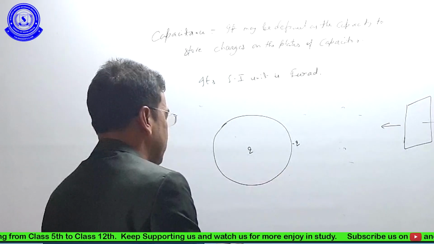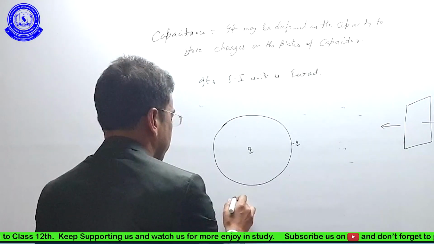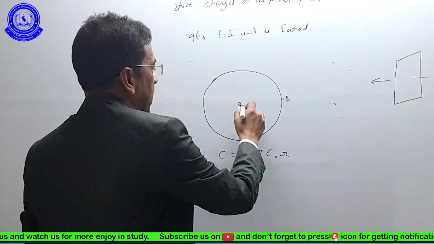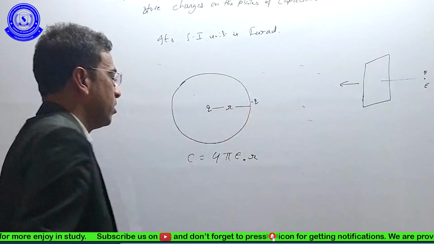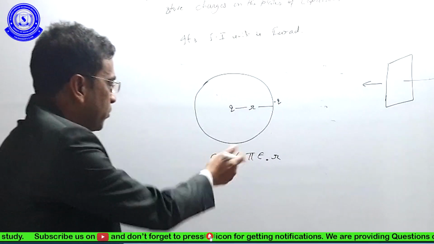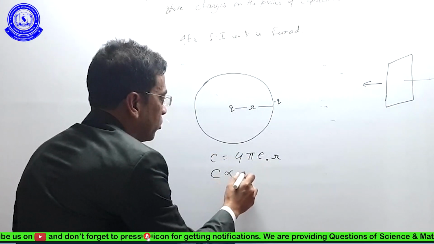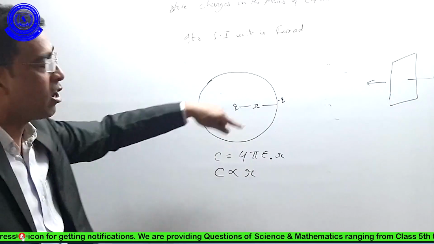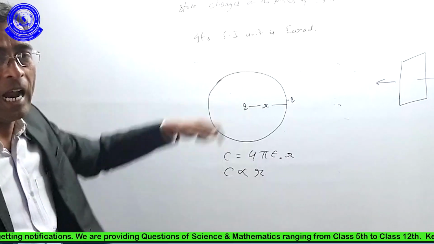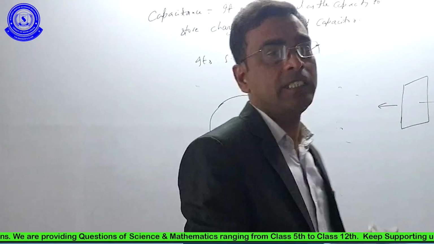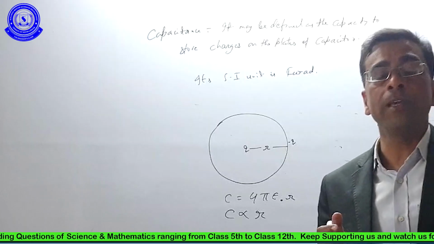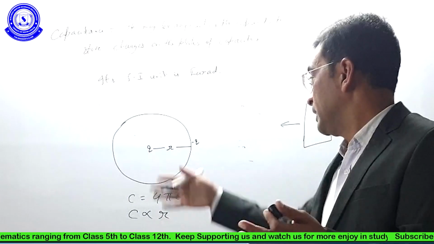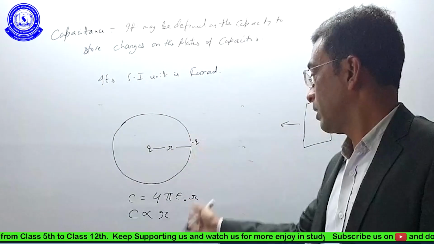Here the capacitance of a spherical capacitor will be 4 pi epsilon naught r, where r is the radius of that sphere. So we see from this formula that C is directly proportional to the radius. If we increase the radius, it will increase the surface area of this sphere, and then the capacity to collect charges on its plates will increase with the increase in surface area.